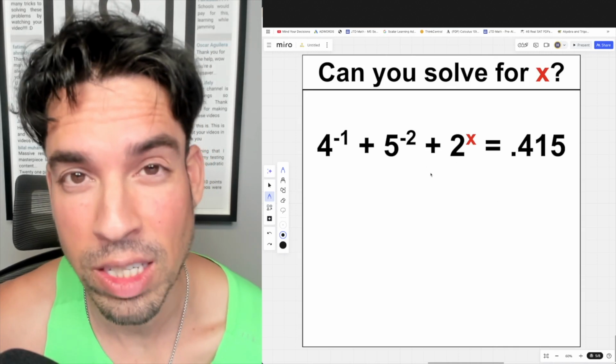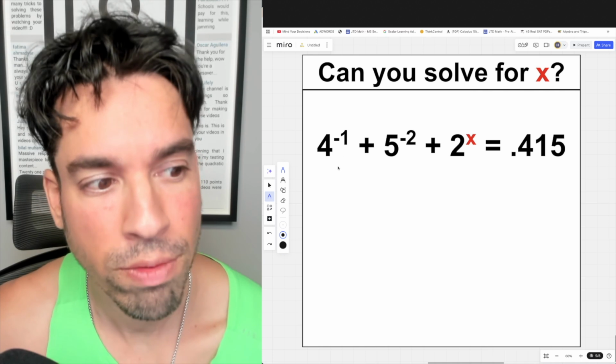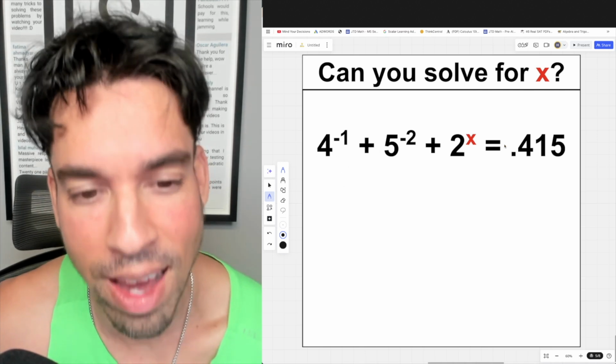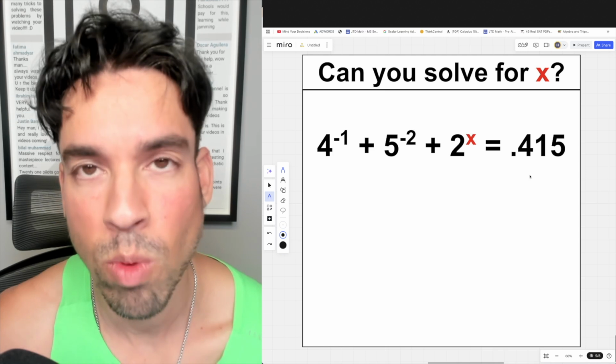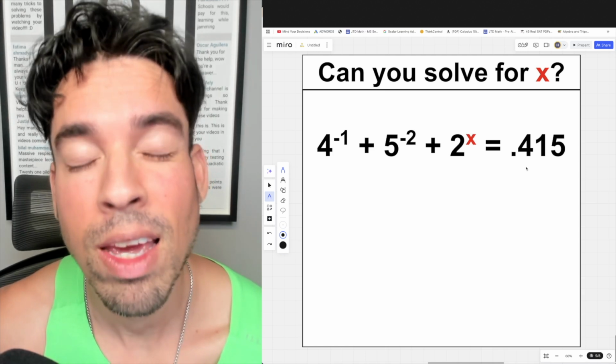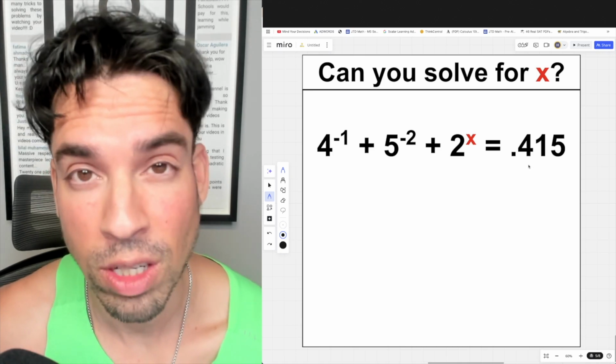In this one, the question is as follows. Can you solve for x? We got this equation: 4 to the negative 1 plus 5 to the negative 2 plus 2 to the x equals 0.415. Hit that pause button and see if you can figure it out. When you're ready, hit play and it'll give you the explanation.